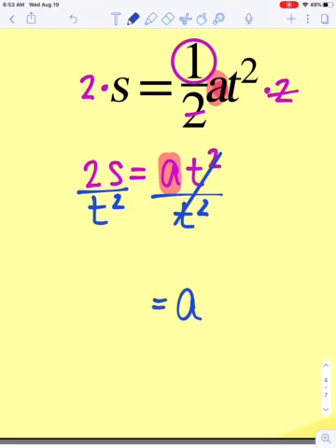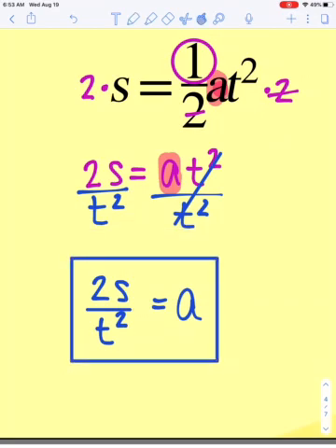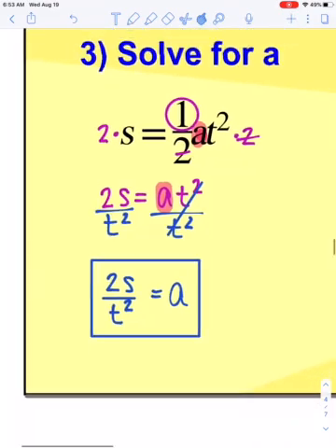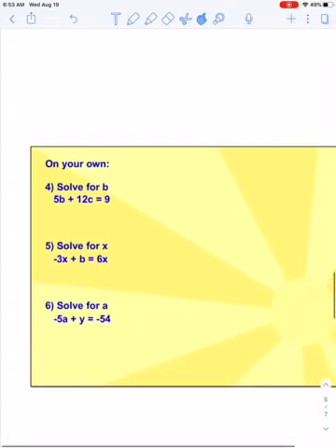When I'm looking at my answer, I don't have any negatives on the bottom, and there isn't anything I can do to 2s over t squared. That's just what it's going to be. So that's my answer. Not the prettiest thing, but it is useful, and we're going to use it a lot this year, so we've got to get good at it.